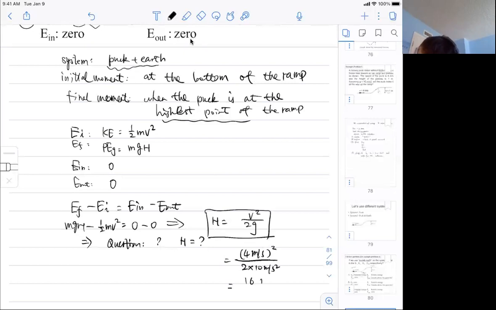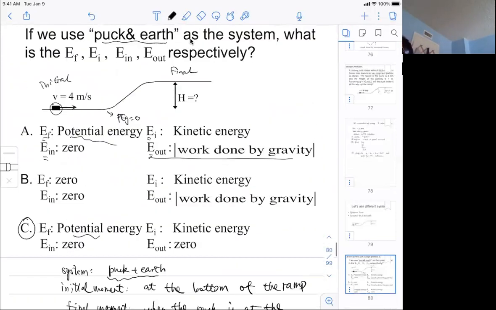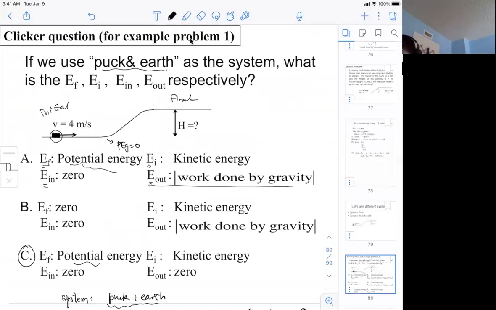So that's 16 meters squared per second squared over 20 meters per second squared. And that's slightly less than 1 meter, right? So this is less than 1 meter, and you know that it's not going to make it up the ramp, okay? Because height h is smaller than the ramp that was given. Okay, so we have done this. You can see a very quick calculation using this particular puck and Earth system.